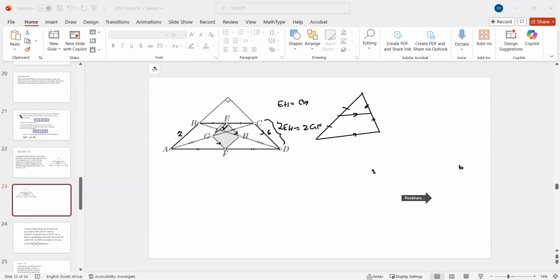Which means that EG is 1, because this is equal to 1/2 of that. And similarly, EH, this whole thing is 6 here. So EH will be 3. So EH is half of this, which is 3. So you got the two sides of this rectangle, adjacent sides. One of them is 1, and the other is 3.